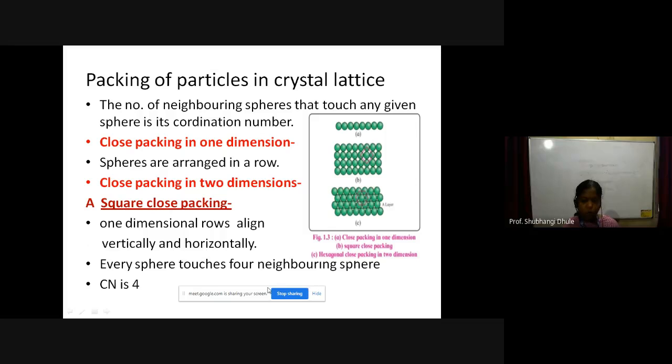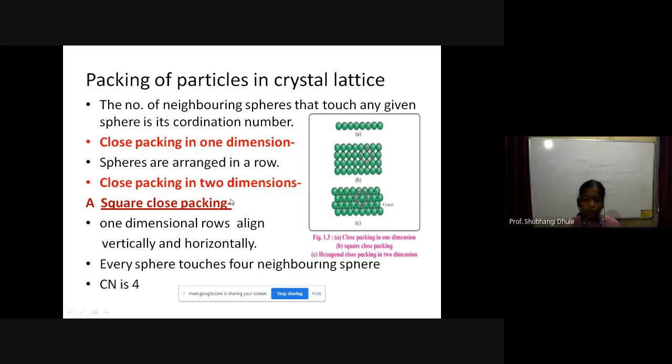Here, for close packing in one dimension, these are textbook images A, B and C. The first image A is called close packing in one dimension. The spheres are arranged in a row, touching each other. Here the coordination number is 2. If you select any sphere, it is touching only 2 spheres, and that is the coordination number.